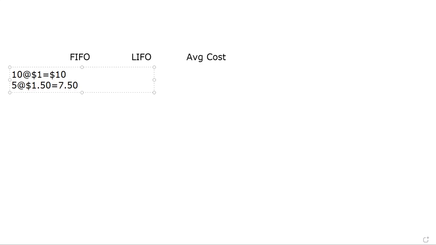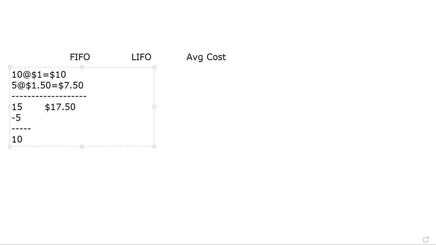So what's my total goods available for sale? If I total this up, I'm looking at 15 units for a total of $17.50. Not too tough. Now, if I sell 5 units, how many do I have left? Not higher mathematics yet. I've got 10 units left. My question is, what units did I sell?